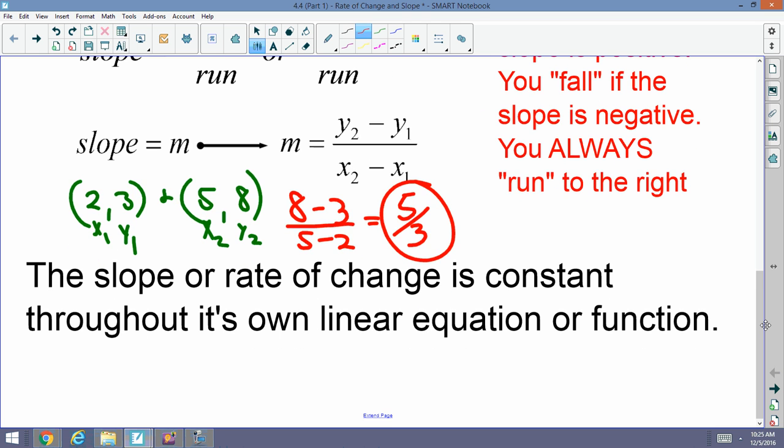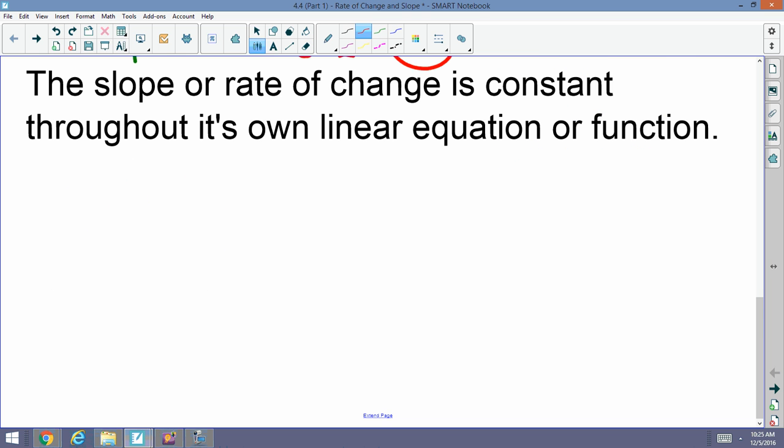Now, I need you to understand that the slope or rate of change is constant throughout its own linear equation or function. Whenever you're graphing a line, the slope is not going to change in that particular line. Think of a staircase. If I have a staircase, will you ever see this? Have you ever seen a staircase like that?